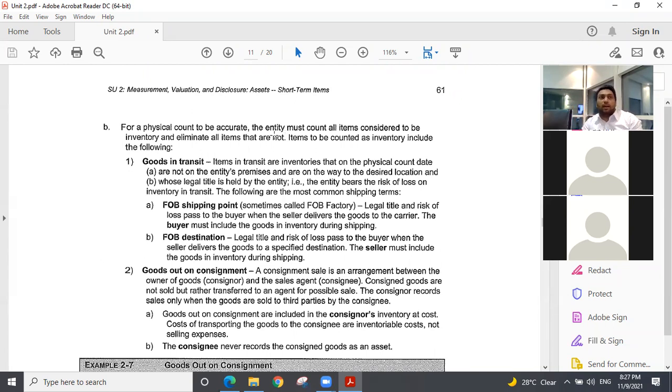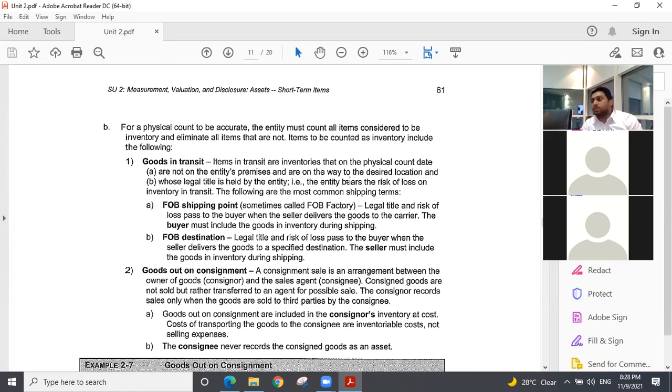Items to be counted as inventory include the following: goods in transit and goods out on consignment. For goods in transit, we cannot simply calculate the inventory because there are a few shipping terms, that is FOB shipping point and FOB destination. Items in transit are inventories that, on the physical count date, are not on the entity's premises and are on the way to the desired location and whose legal title is held by the entity. Okay, that is, the entity bears the risk of loss on inventory in transit.